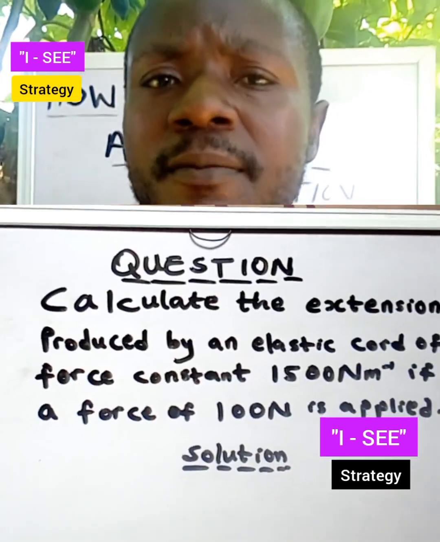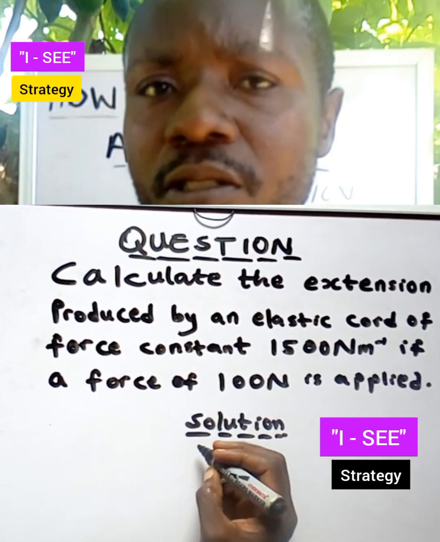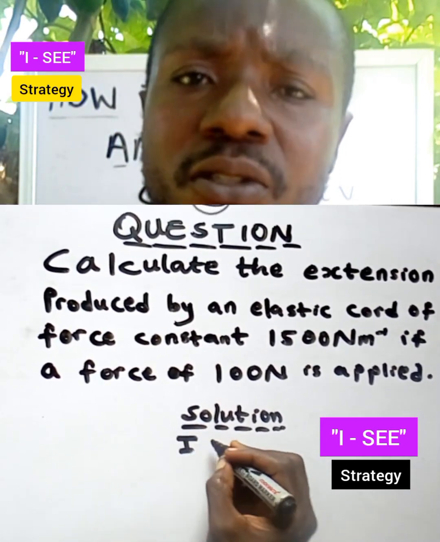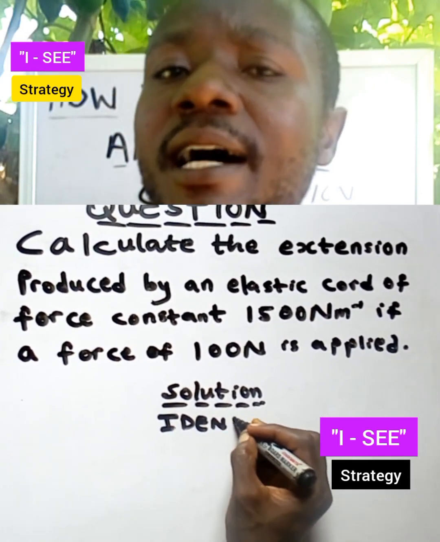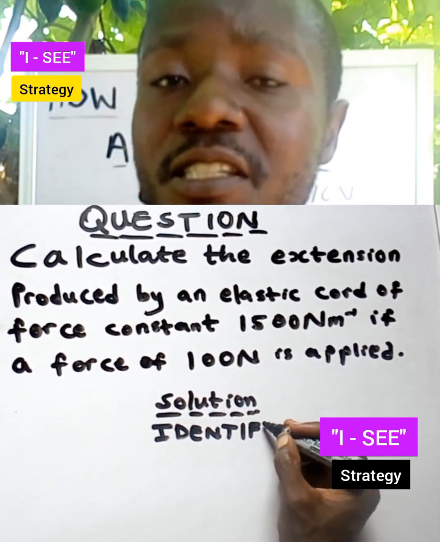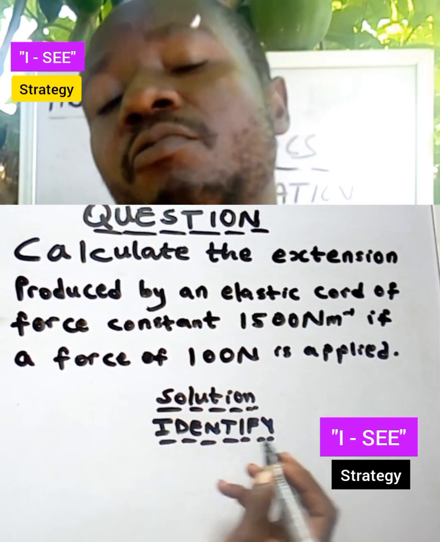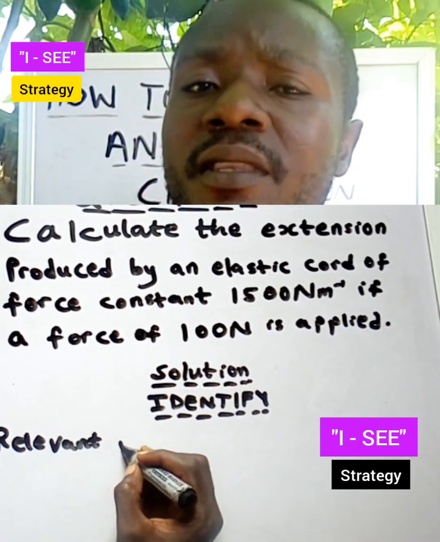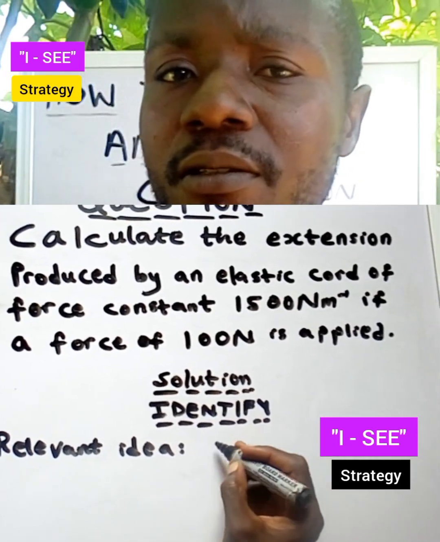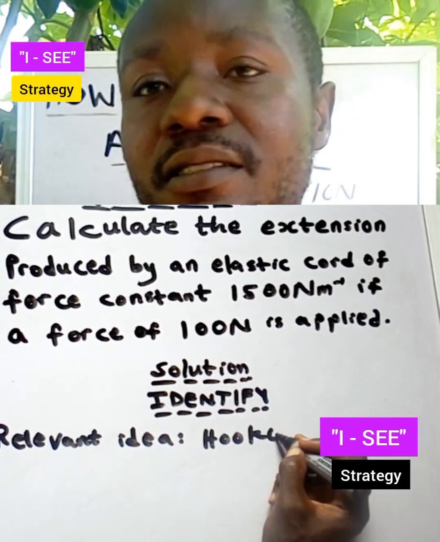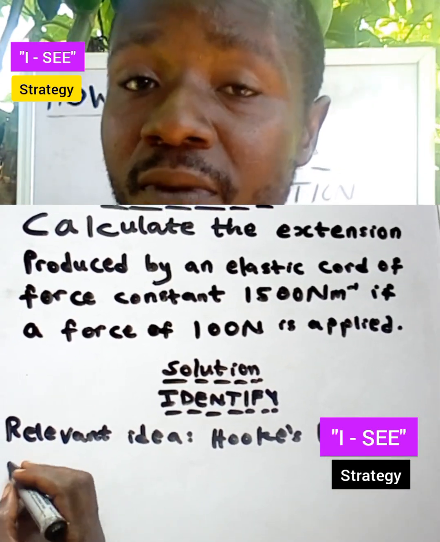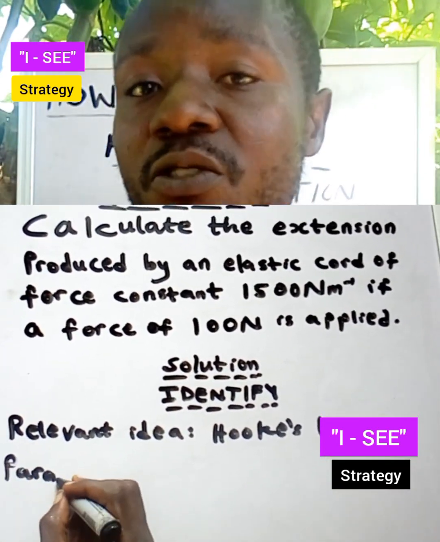For example, in this question we have here, the question says: calculate the extension produced by an elastic cord of force constant 1500 Newton per meter if a force of 100 Newton is applied. So if you have to solve this question, we begin with the identify step. Here we write out the relevant idea. The relevant idea is Hooke's law, because that is the topic or the concept that the question we're trying to solve is related to.